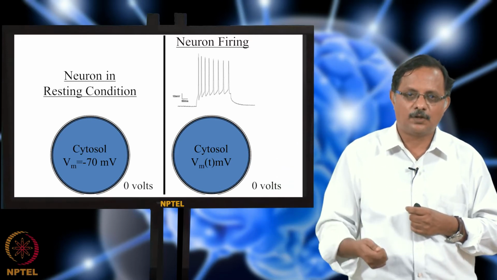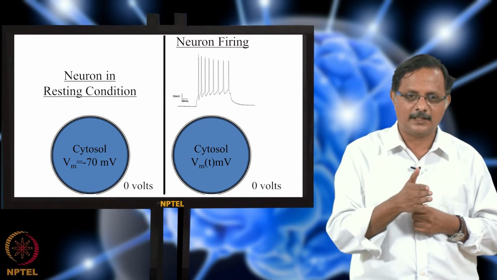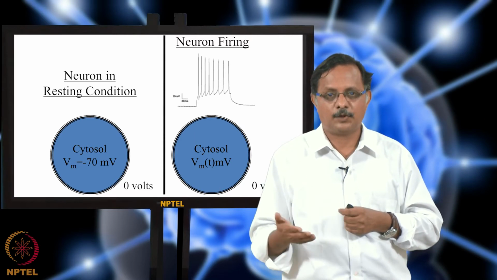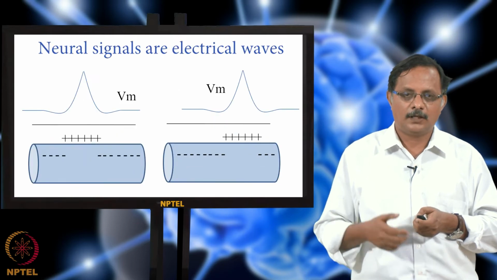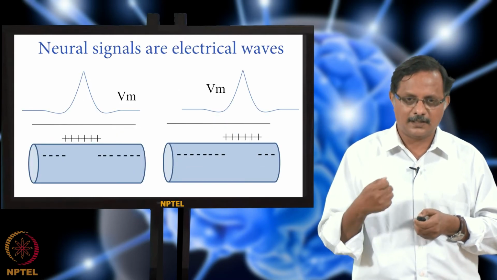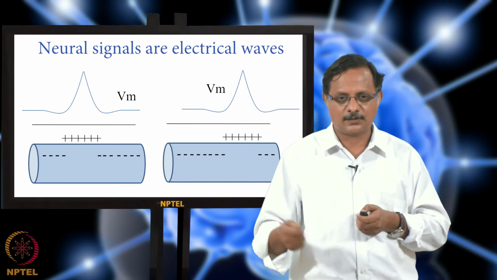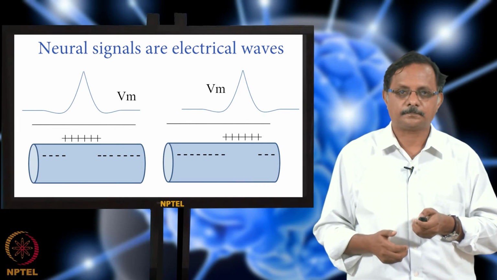So, that is when you say the neuron is active or the neuron is firing. The neuron can stay in two states: the resting state, where the membrane potential is constant, and the active or excited state, where the membrane potential shows sharp spikes called action potentials. These electrical signals generated by the neuron travel along the wires of the neuron, along the axons and dendrites, and that is how the neuron communicates.